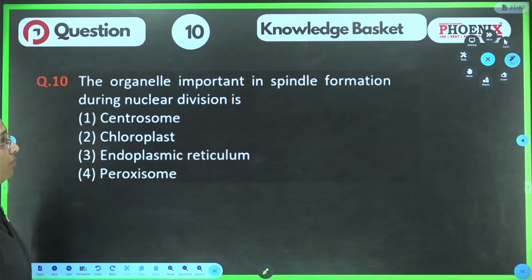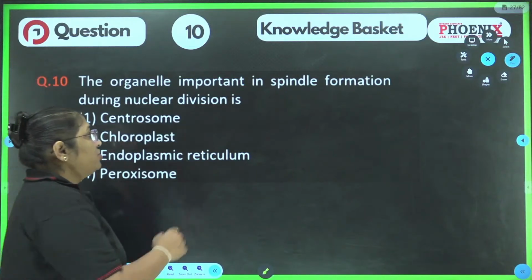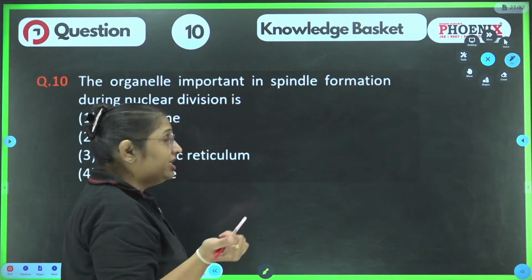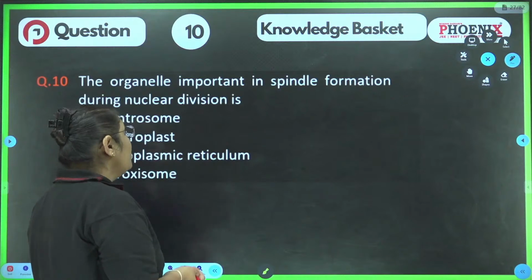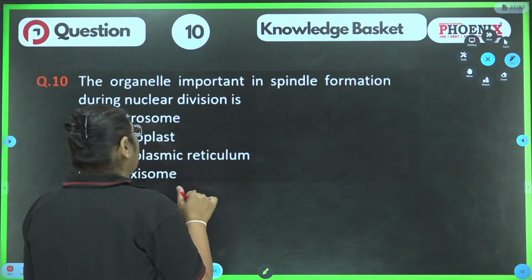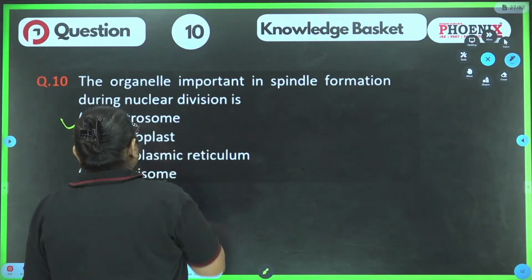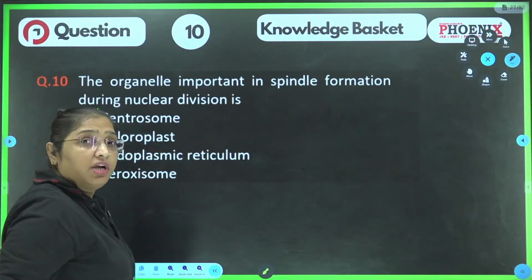The organelle important in spindle formation during nuclear division. Now, chloroplast, we know the function of chloroplast, it contains the chlorophyll, helps in photosynthesis. Endoplasmic reticulum helps in synthesis of protein or lipid, depending upon whether it is smooth ER or rough ER. Here the answer is centrosome, which helps in spindle formation during the nuclear division.